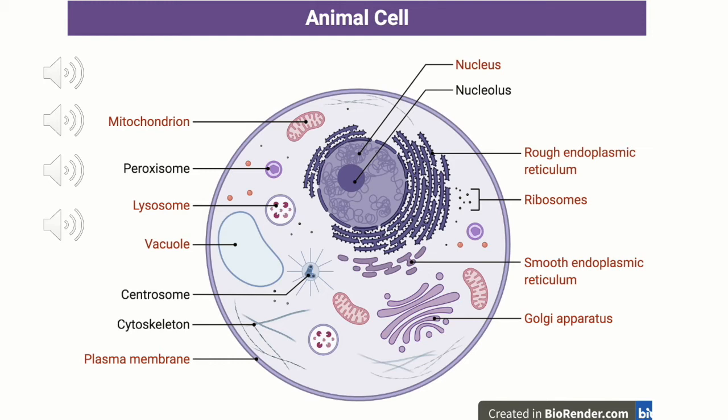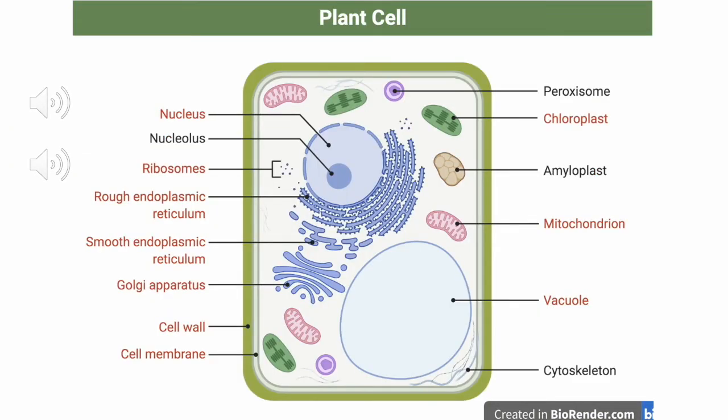Vacuole here is also labeled in red. However, vacuoles aren't very common in animal cells. They are more common in plant cells. Plant cell, it has many of the same organelles as the animal cell previously mentioned. However, there are some differences which we'll point out. First of all, on top of having a cell membrane, it also has a cell wall, which helps strengthen the cell and also helps retain its shape.